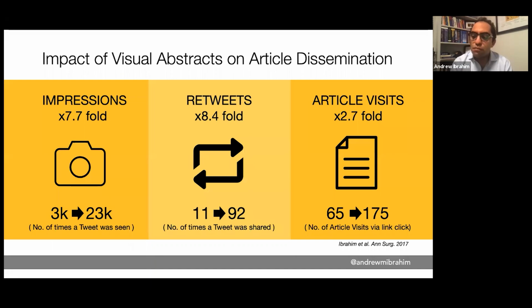Not to get too meta on you, but this is a visual abstract summarizing the impact of a visual abstract. So essentially, we were able to reproduce the findings that we found in the initial first visual abstract. So impressions went up nearly 8-fold, retweets 8-fold, and article visits.